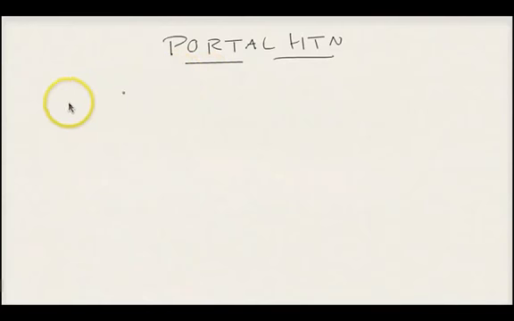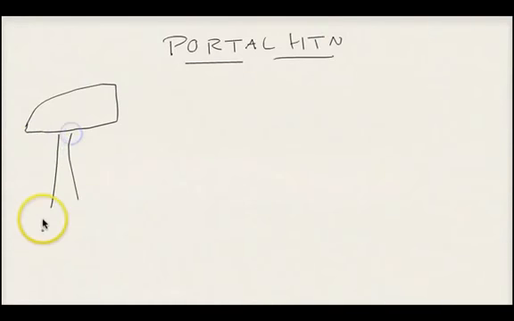Now, portal hypertension is an extremely important concept to grasp. First thing you just need to remember is this simple anatomy. The portal vein carries all of the deoxygenated blood from the GI through the liver for detoxification, and then it goes to the inferior vena cava and back into the heart.